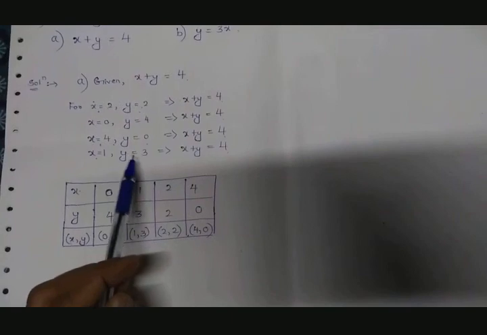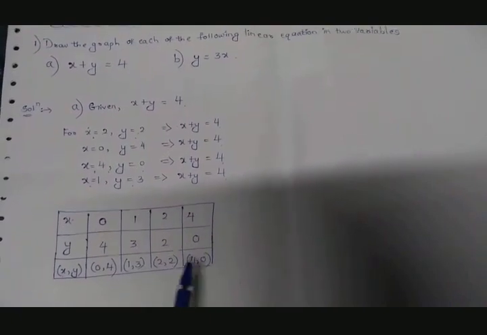So for x is equal to 0, the value of y was 4. Therefore the coordinate becomes (0, 4). And for x is equal to 1, the y value was 3. So the coordinate becomes (1, 3). And for x is equal to 2, the value of y was 2. Hence the coordinate becomes (2, 2). And similarly for x is equal to 4 and y is equal to 0, the coordinate becomes (4, 0).